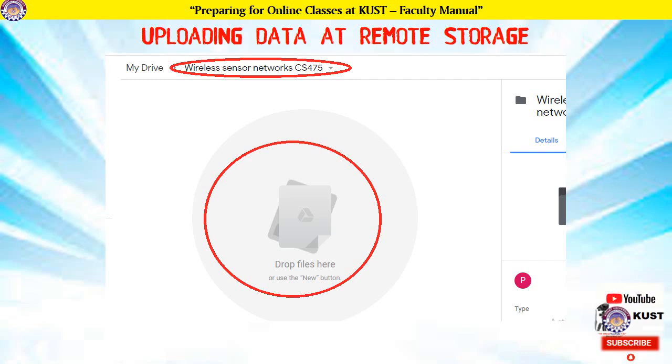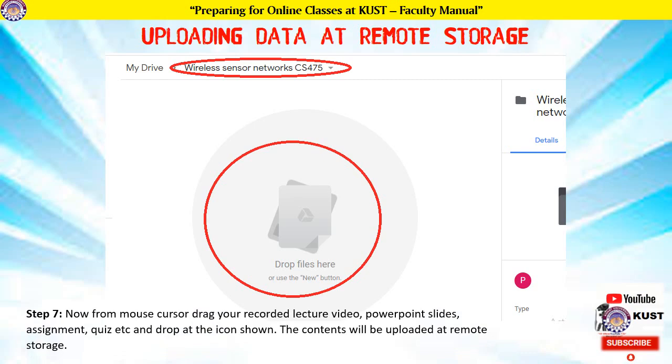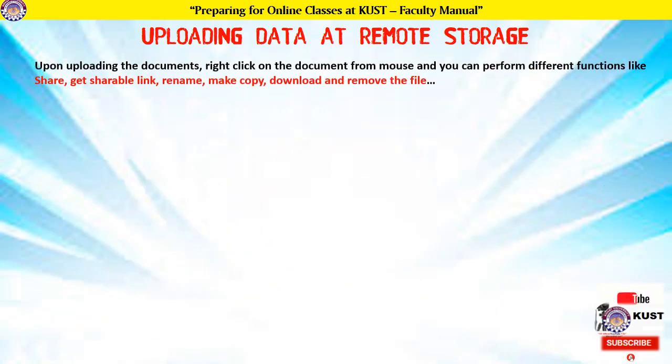Whatever content is saved on your C, D, E, F drives, you just have to minimize the window, or drag those files and drop them at that page, and that's it. All the files you have stored on your PC will be uploaded to this folder. The uploading starts automatically. From the mouse cursor, drag your recorded lecture videos and PowerPoint slides to that icon shown. The content will be uploaded at that remote location. So that's it, you have already stored it.